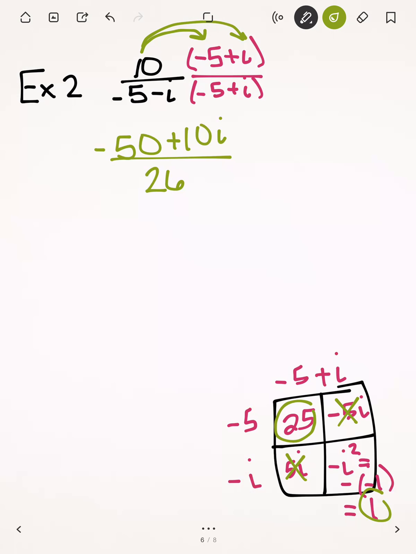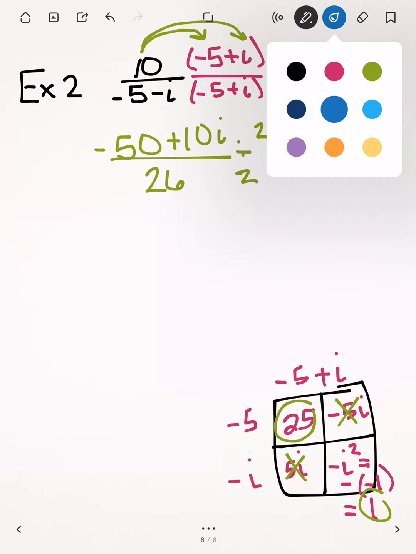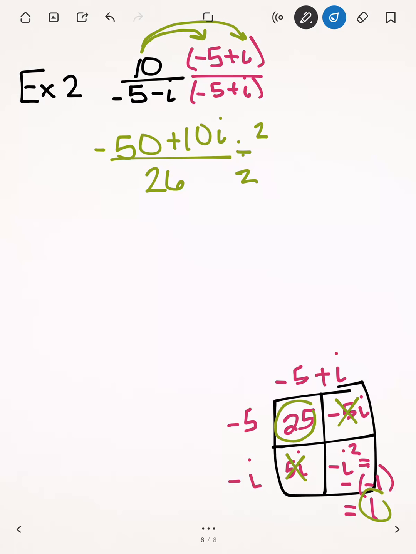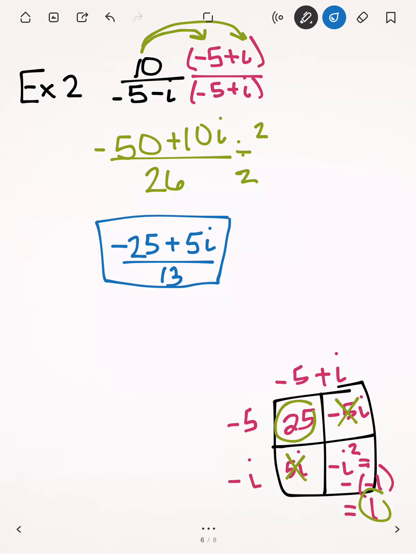Now I need to see what number goes into 50, 10, and 26 evenly. So I'm going to divide out 2 on the top and 2 on the bottom because I have to keep it balanced. So when I divide by 2, negative 50 divided by 2 is negative 25. 10i divided by 2 is a positive 5i. And 26 divided by 2 is 13. Now I look at it, there's nothing else that can go into all three numbers evenly. So this would be my answer.